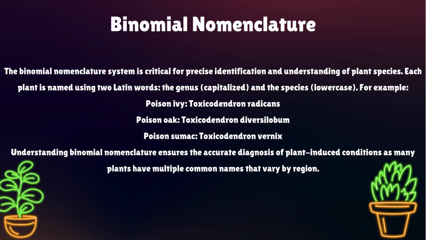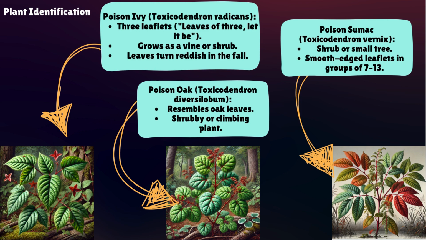For instance, poison ivy is scientifically known as Toxicodendron radicans. Poison oak becomes Toxicodendron diversilobum, and poison sumac, Toxicodendron vernix. This clarity ensures we diagnose and manage these conditions accurately. After all, calling a rose by another name might smell sweet, but calling poison ivy by the wrong name could lead to mismanagement.